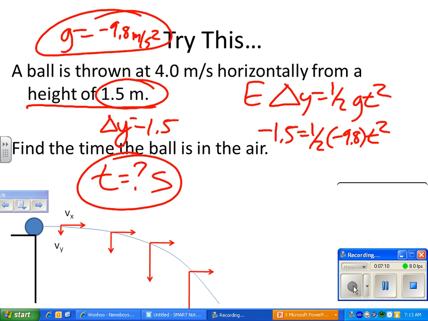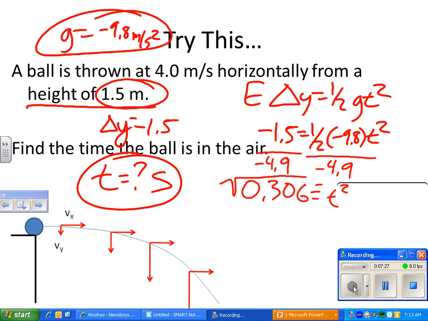So in other words, we'd want to divide this by negative 4.9 because that is half of negative 9.8. So negative 1.5 divided by negative 4.9 is going to give us 0.306, which equals t squared. We have to square root that. Once again, it's another thing we forget. We have to get rid of that square, so we've got to square root that. Once we square root that, we get a time that is equal to 0.55 seconds.